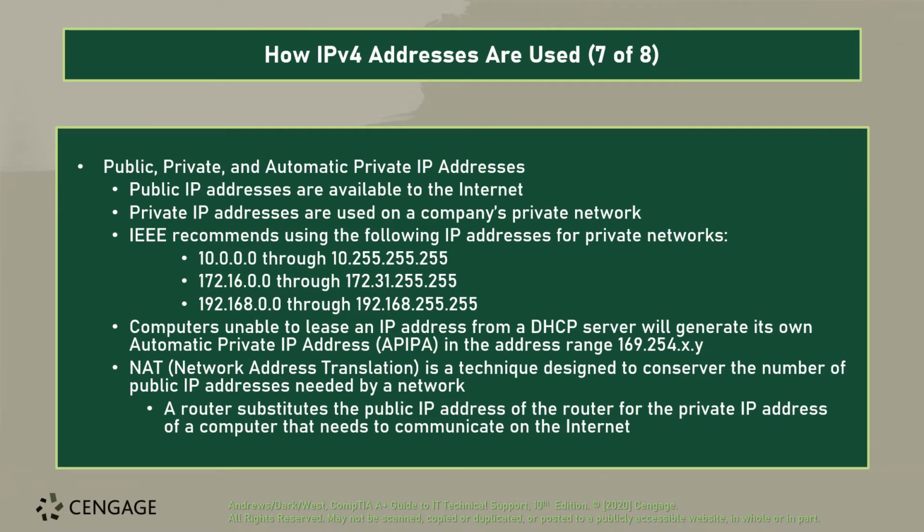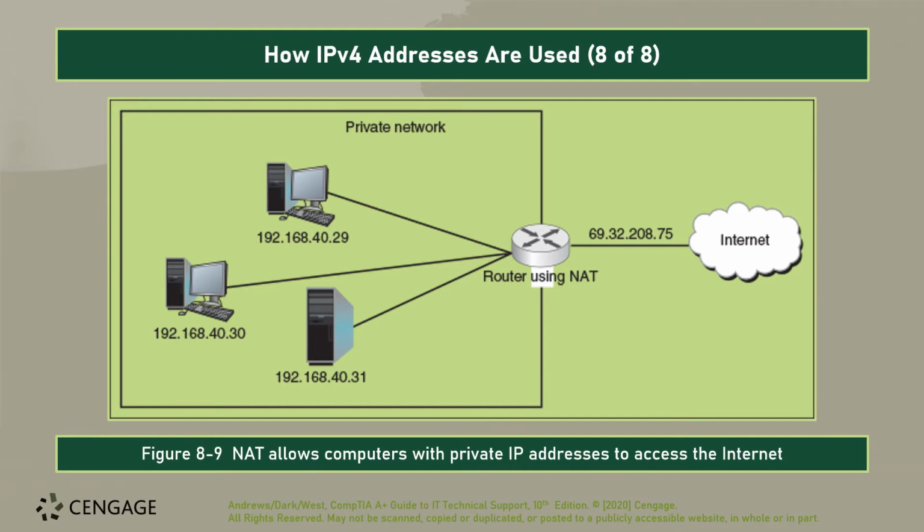NAT, or Network Address Translation, is a technique designed to conserve the number of IP addresses needed by a network publicly. So this means that we can take one public IP address and convert it into, let's say, a couple hundred private IP addresses. The router then is responsible for substituting the public IP address of the router for the private IP address of a computer that needs to communicate. Here we can see the NAT translation on the router moving from the public address into a 192.168.40 address internally.